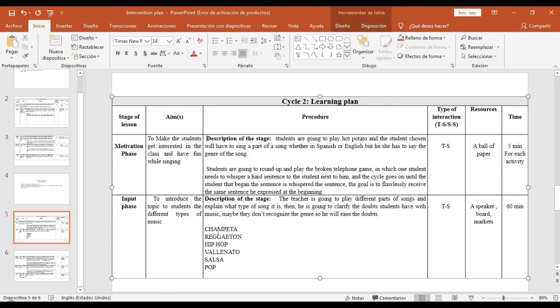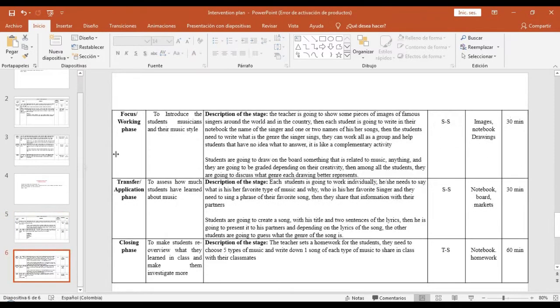These are going to be the music genres used in the class because these are the most common ones. Of course, there are many more, but we don't want to make it hard for them to understand. This is a teacher-student interaction, and we're going to need a speaker, a board, and markers. We're going to take 60 minutes because, you know, sometimes they don't know what they're going to do, so we need to explain again, so it's going to take a little bit.